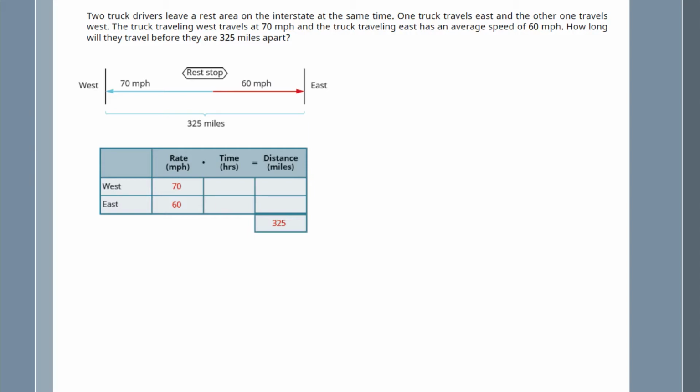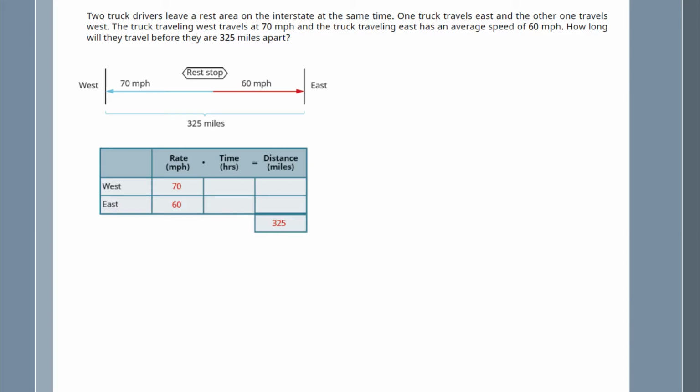So it says 2 truck drivers leave a rest area on the interstate at the same time. One of them travels east, the other one travels west. The truck traveling west travels at 70 miles per hour, so that's this blue line here, west. And then the truck traveling east has an average speed of 60 miles per hour, so it's going over here at the red line. And it says, how long will they travel, or in other words, what's their time in hours before they're 325 miles apart.